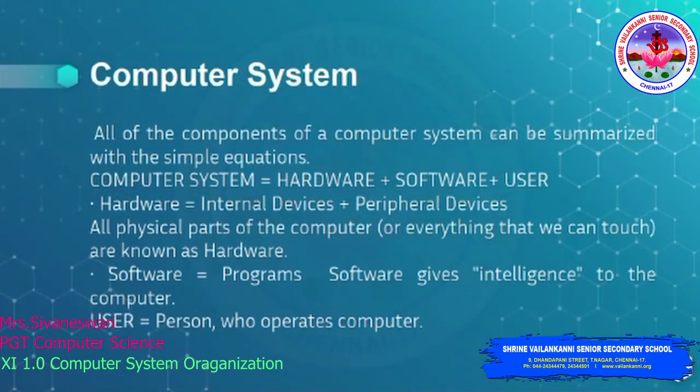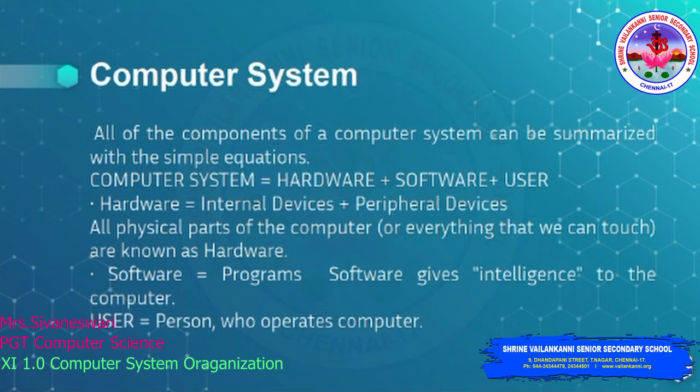So next comes how we can derive simple equations to form a computer system. So computer system is equal to hardware plus software plus the user. Yes? Hardware is equal to internal devices plus peripheral devices. What are the peripheral devices? The input devices and the output devices. All physical parts of the computer or everything that we can touch are known as hardware.